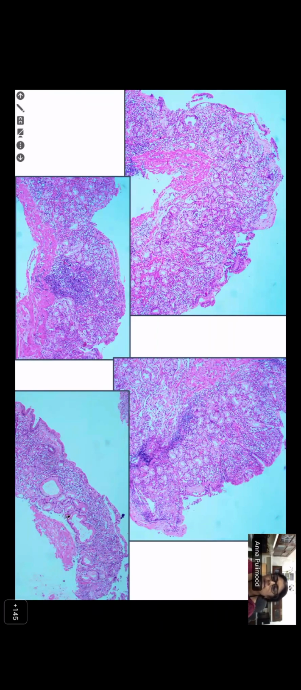Is this normal? No, ma'am. Dilated. Yes, so this is a feature of atrophy with loss of glands. The remaining glands are very dilated. And there's a reason for the dilatation. We'll look at it later.